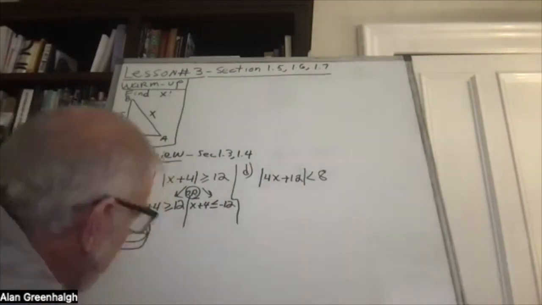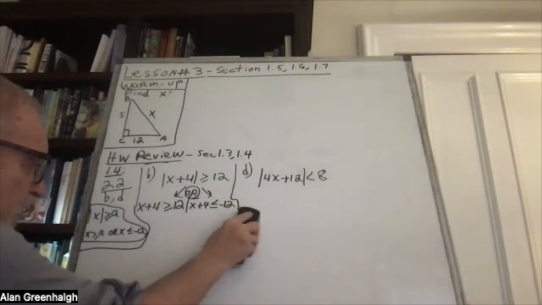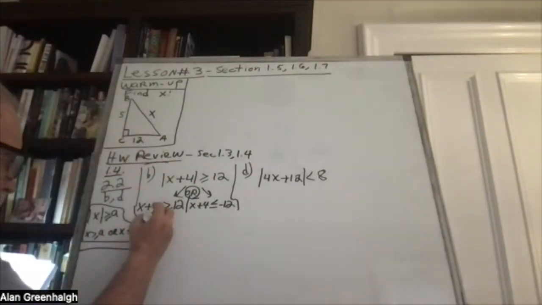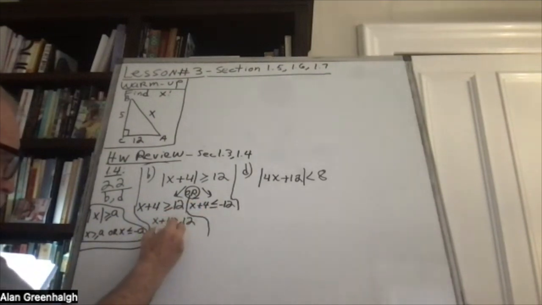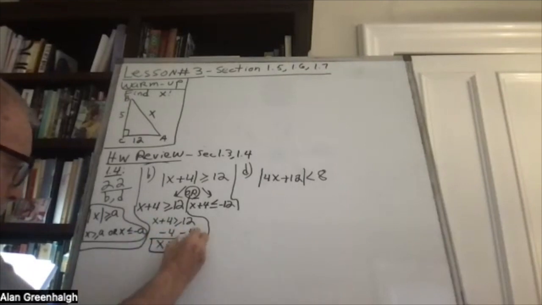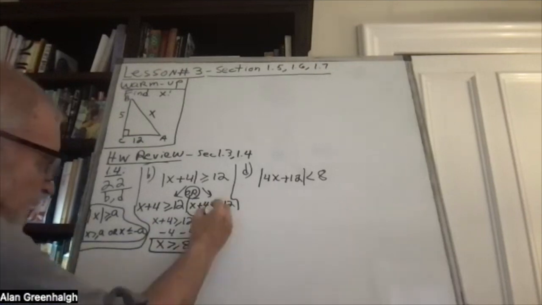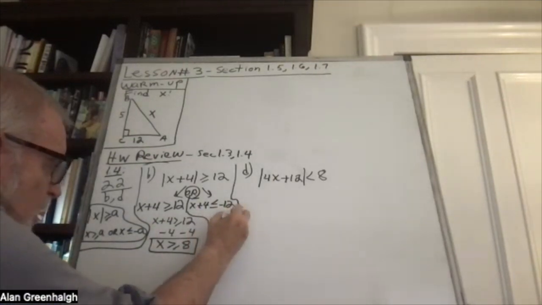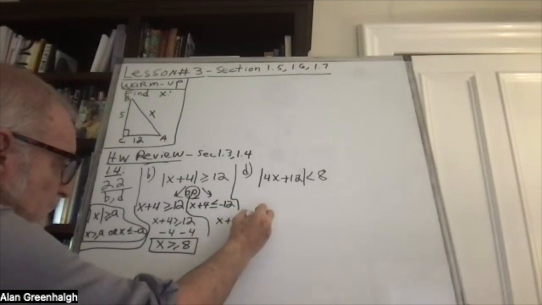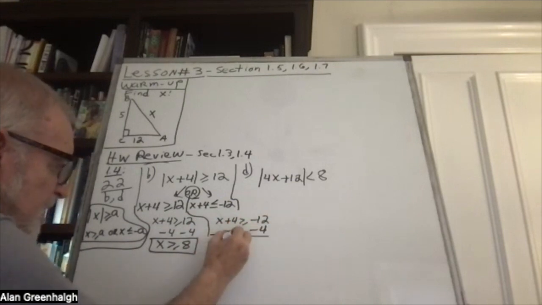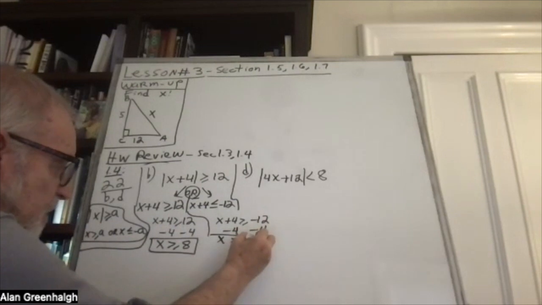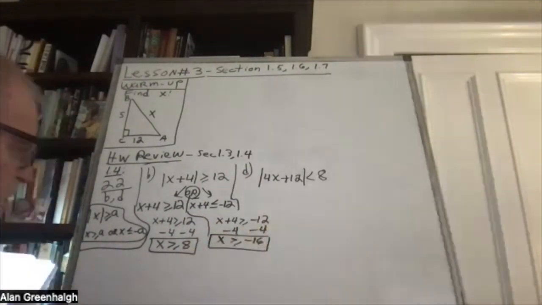And I've kind of pinned myself by writing this rule over here, which is kind of important. So I'm glad I did it. But x plus 4 is greater than or equal to 12, and negative 4, so x is greater than or equal to 8. That's one of them. And the other one, x plus 4 is greater than or equal to negative 12, negative 4, x is greater than or equal to negative 16. These are the two solutions.